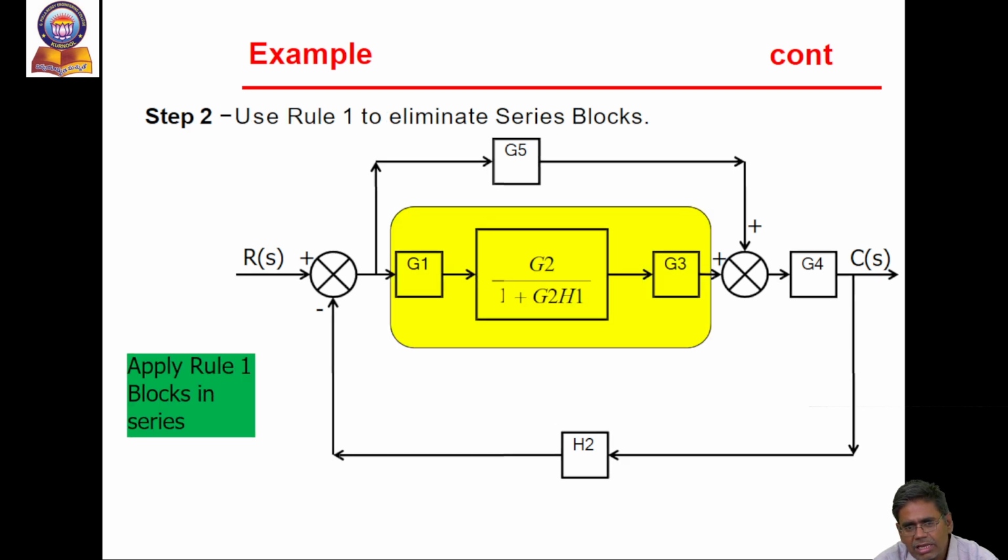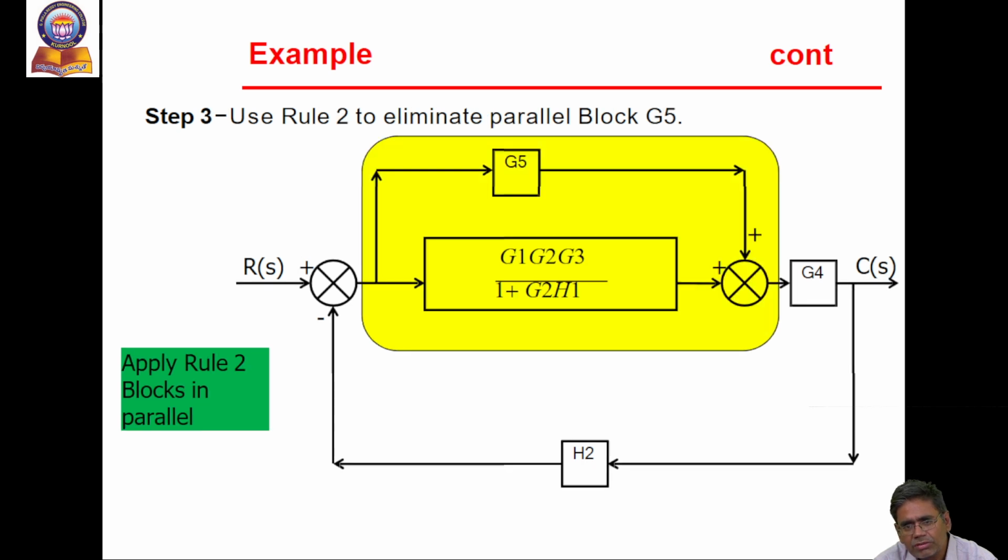Then the three are connected in cascade. Then simplify these three using the second rule: G1, G2, G3 divided by 1 plus G2H1. After that, the forward path. Both are in the forward path, G5 and the block G1, G2, G3 divided by 1 plus G2H1.